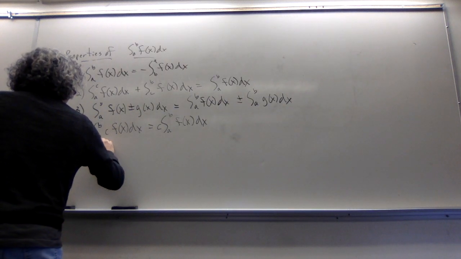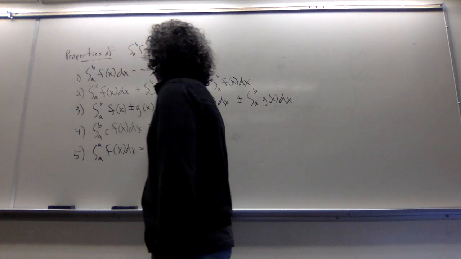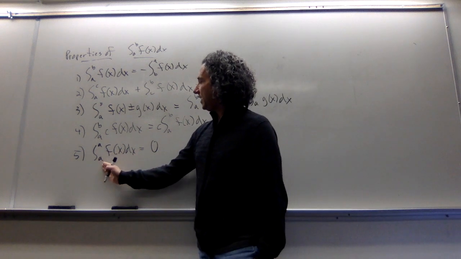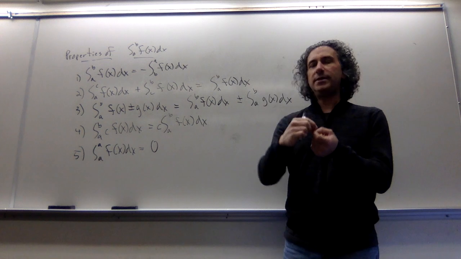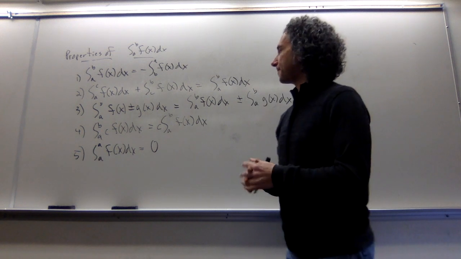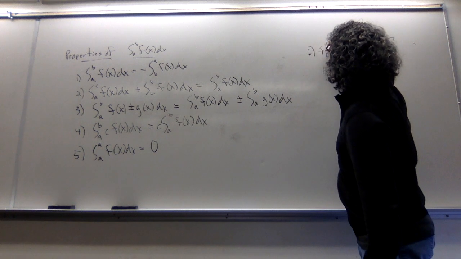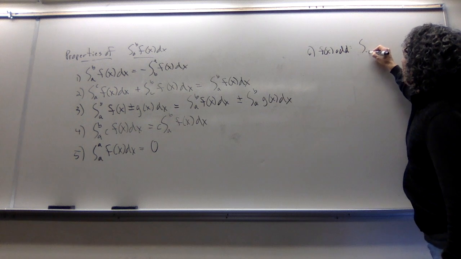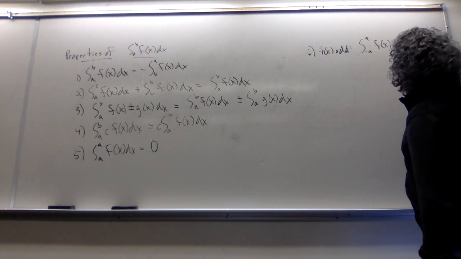We also said that the integral from a to a of f of x dx was equal to 0. So the visual interpretation of this is that the area of a single point up to the function is going to be 0. And then we proved that if f of x is odd, then the integral from minus a to a of f of x dx is 0.